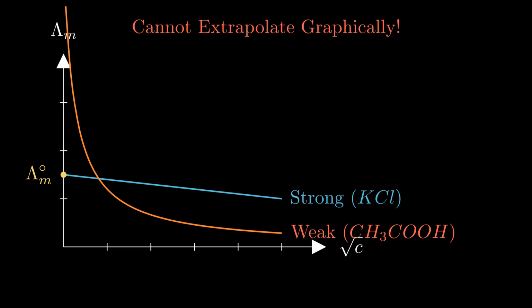It curves sharply upwards as concentration approaches zero. It runs almost parallel to the y-axis and never actually touches it. Because of this massive curve, graphical extrapolation is completely impossible. We are stuck. Until Friedrich Kohlrausch came along with a brilliant physical insight.